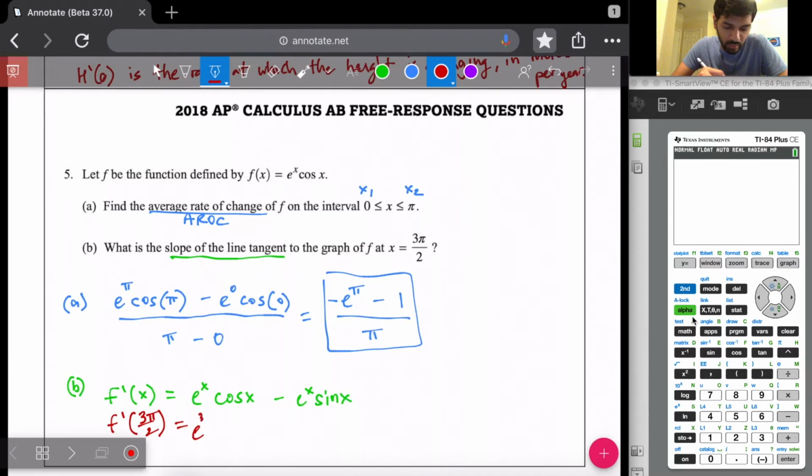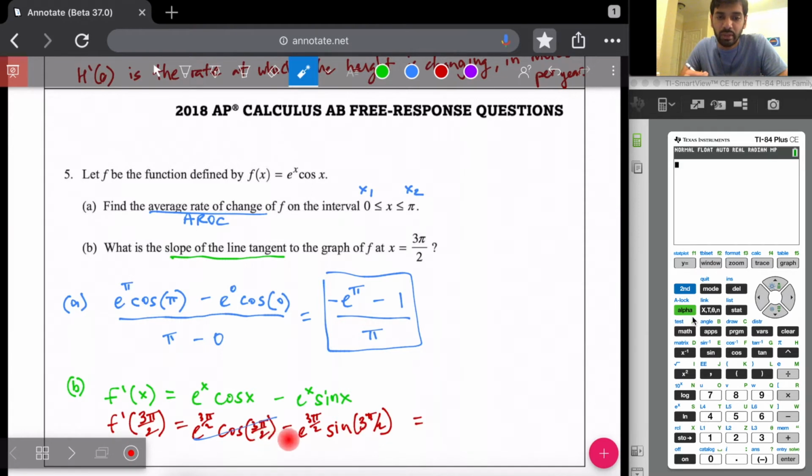So we got e to the 3 pi over 2 times cosine 3 pi over 2 minus e to the 3 pi over 2 times sine of 3 pi over 2. Okay, and so notice how they both have an e to the 3 pi over 2 at the beginning, but we need to figure out what's cosine of 3 pi over 2 and sine of 3 pi over 2. So if we go around our unit circle to 3 pi over 2, cosine of 3 pi over 2 is 0, so this entire term zeroes out, and sine of 3 pi over 2 is -1.